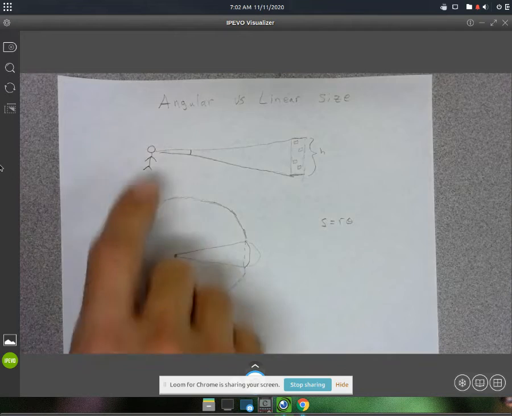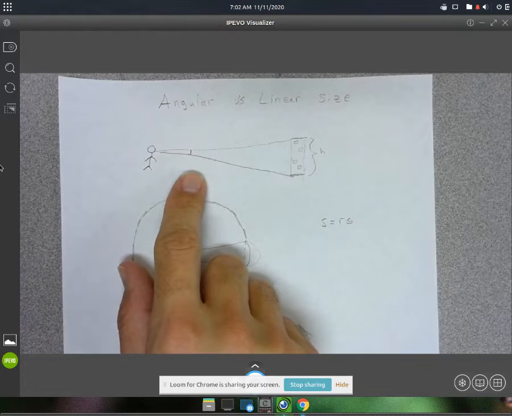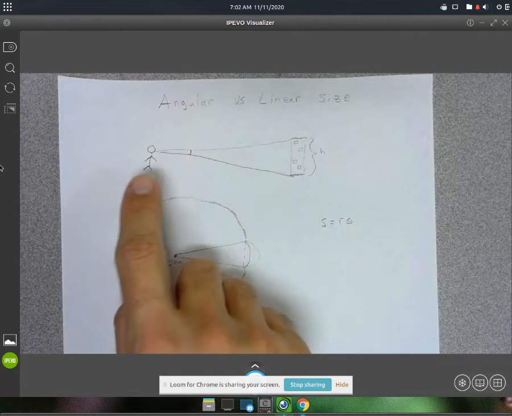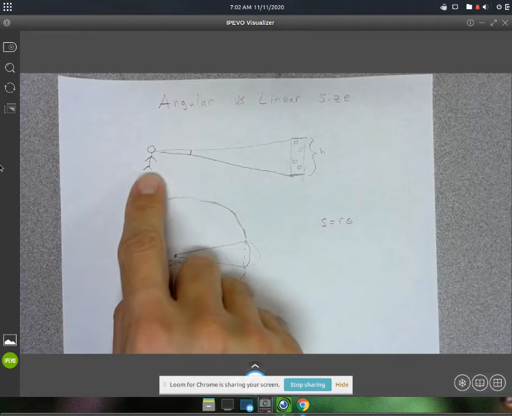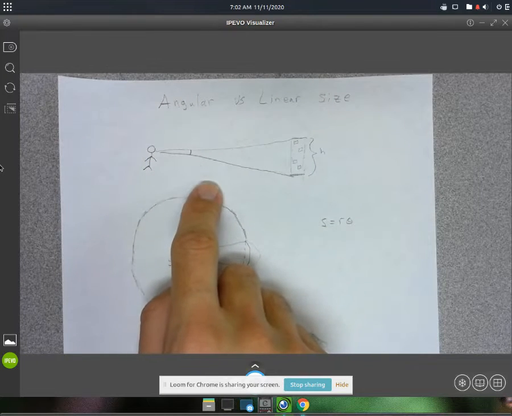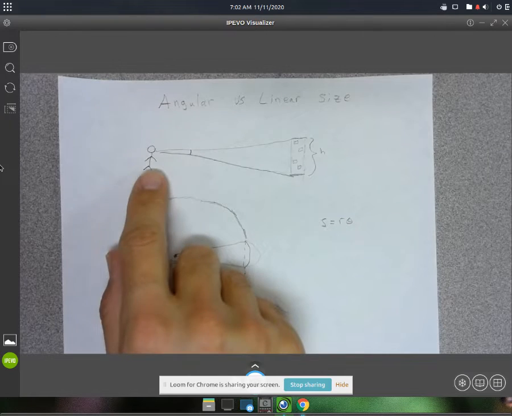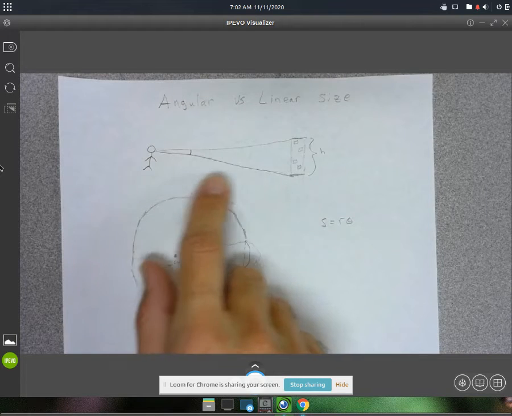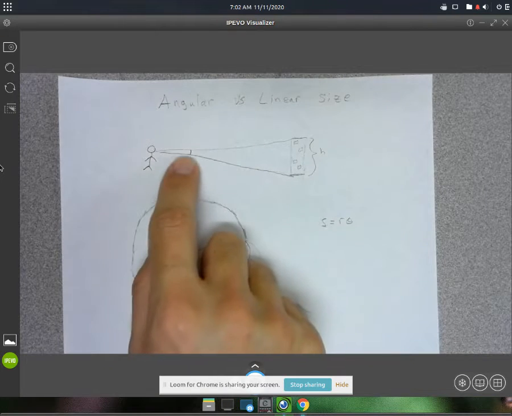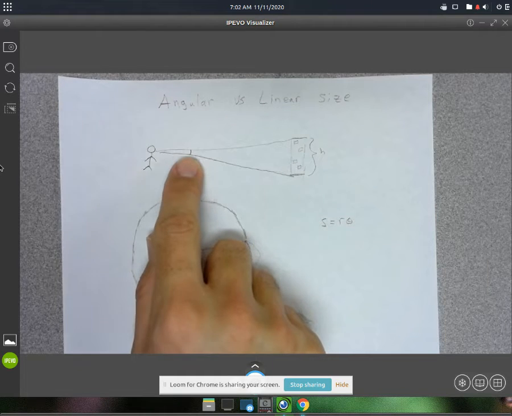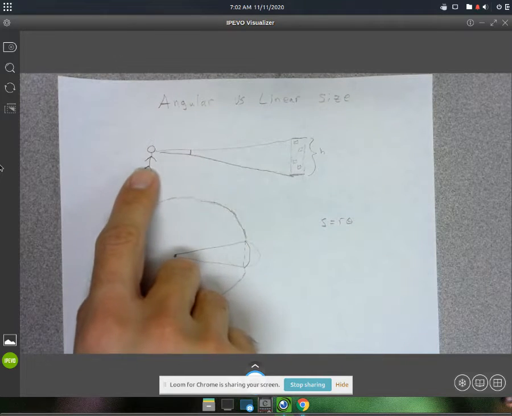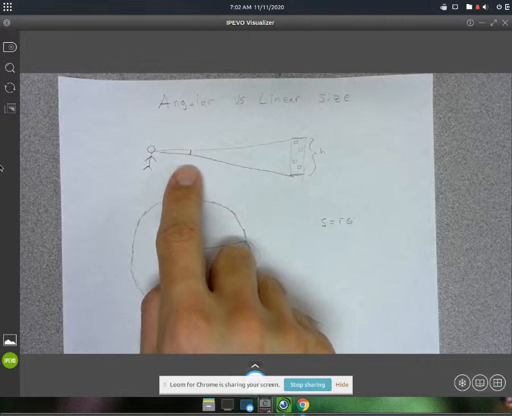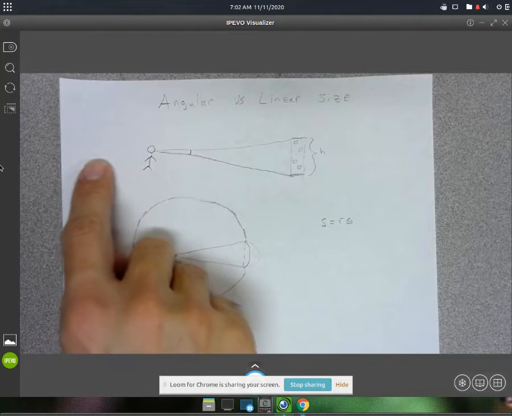Angular size is a way of describing the size of an object based on how far away you are, and how big it looks depending on where you are. Where this guy is standing, he's supposedly far away from the building. The building may look big or small to him, depending on the angle from which he sees it. The further he is away from it, the smaller the building would look, because the angle right here gets smaller and smaller the further he backs up.